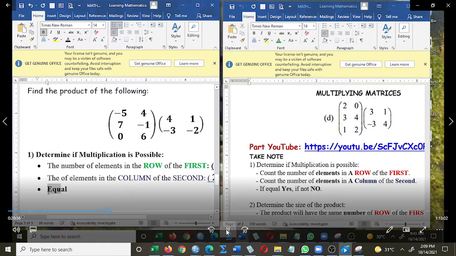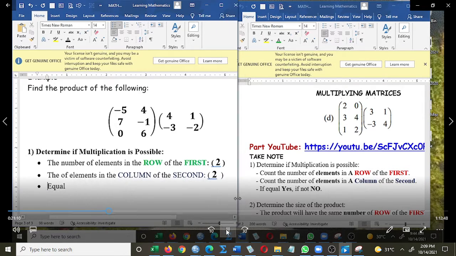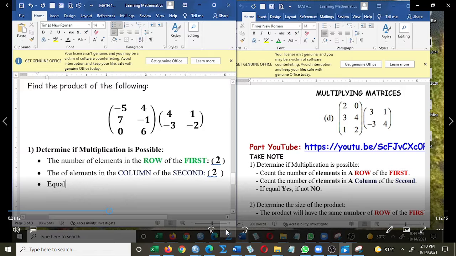Or just to write it in a complete sentence, how would you write it? How would you say it? How would one of you phrase it? Anybody? How would you phrase it? Both matrices are equal. Say that again. Both matrices are equal.